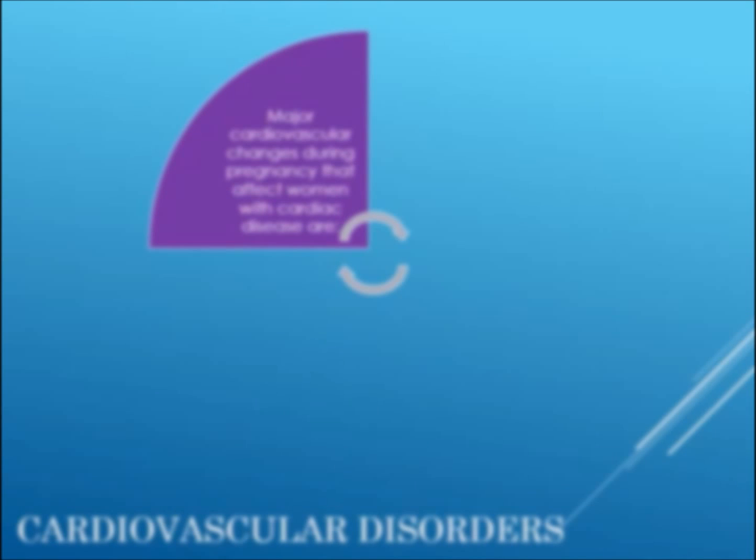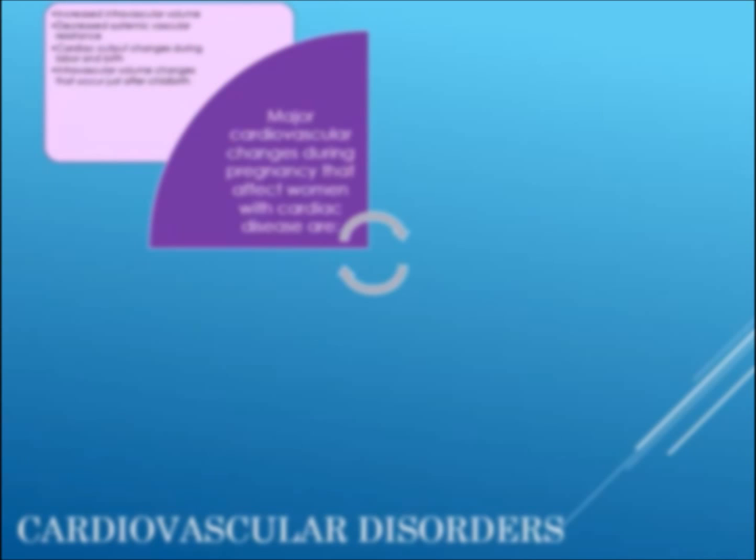Now let's discuss the cardiovascular disorders that affect pregnancy. Normally, the maternal cardiovascular system goes through major changes as a result of pregnancy. There is an increase in intravascular volume. All you have to do is check out the veins of a pregnant woman and you can see this. The pregnant woman also has a decreased systemic vascular resistance, changes in cardiac output during labor and birth, and intravascular volume changes immediately after birth.